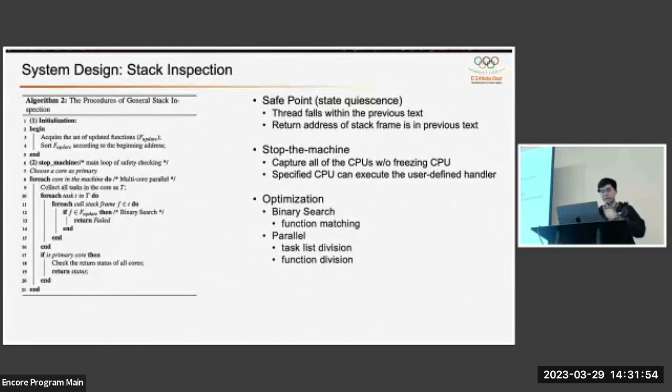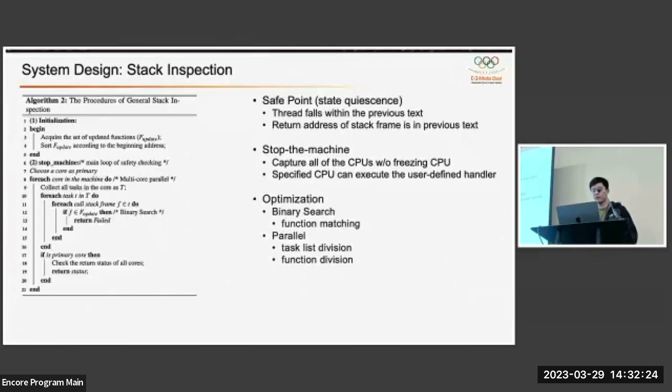Before upgrading the scheduler, PlugSquid needs to check the call stack of all threads to see if any thread still falls within the text of older functions. PlugSquid uses stop machine to stop all CPU calls, so only the specified CPU is allowed to execute the user-defined handler, and the rest of the CPU calls are halting.